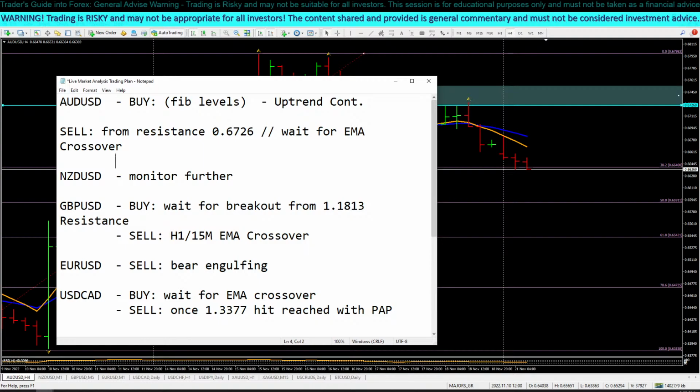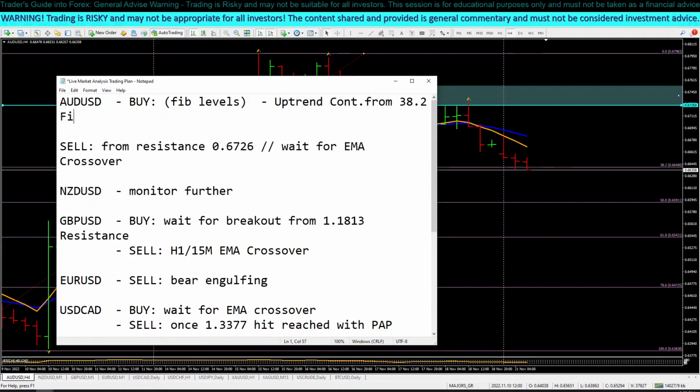we are likely to see the uptrend continue, buy from 38.2 Fib. Okay, of course, with price action pattern. So, must watch out the 0.6726 na level kasi ito na yung mag-a-act as ating resistance today.